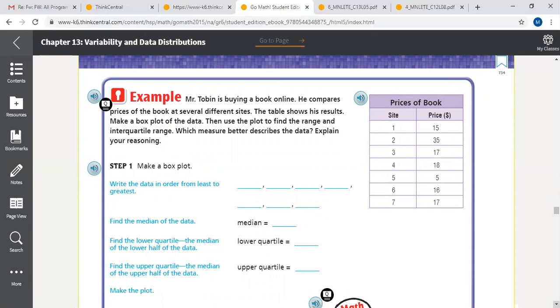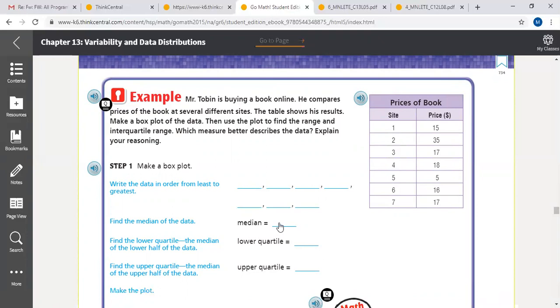Step 1. Firstly, we want to make a box plot. How? The first step, we will write the data in order from the least to the greatest. So we will start with 5, 15, 16, 17, another 17, 18, 35. Then we will find the median, and we said that the median is the value in the middle of the values. So it will be $17.